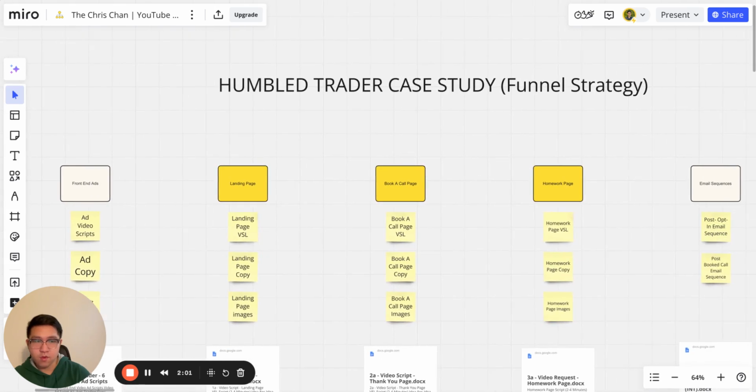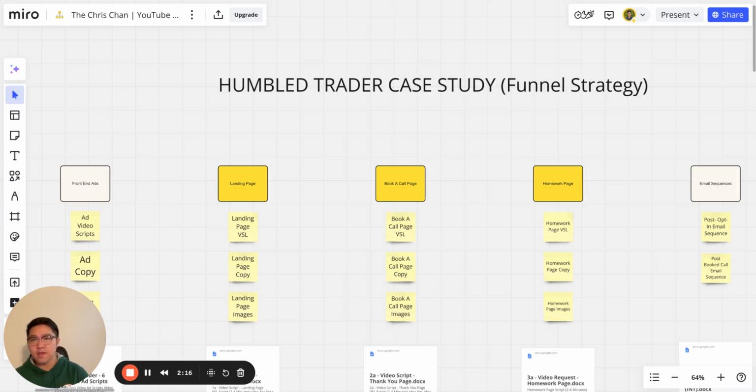So there are five components, moving pieces to this funnel that are notable for us to analyze. The first would be the front end ads. The second would be the landing page, the book a call page, the homework page, and then the email sequences.